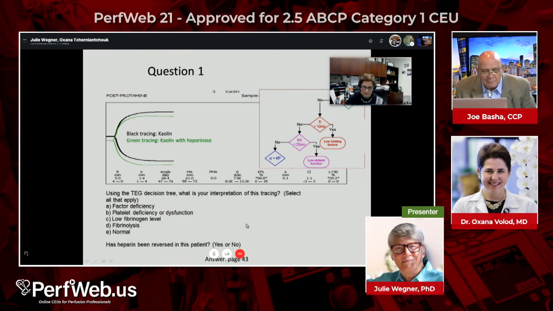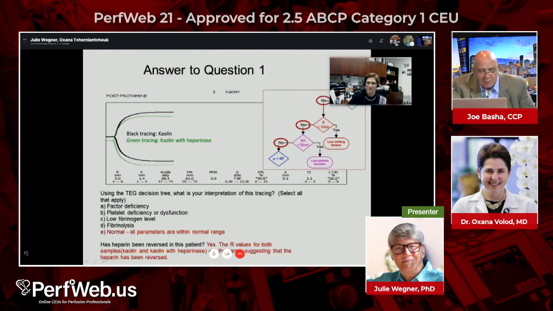Other than that, I'm going to pick normal in this one. Exactly. All parameters are within normal range. So again, if the patient is bleeding, it's probably a suture deficiency, or if the patient was on platelet inhibitors. And again, you get that from the history. All right, I got one right. Okay, question two.